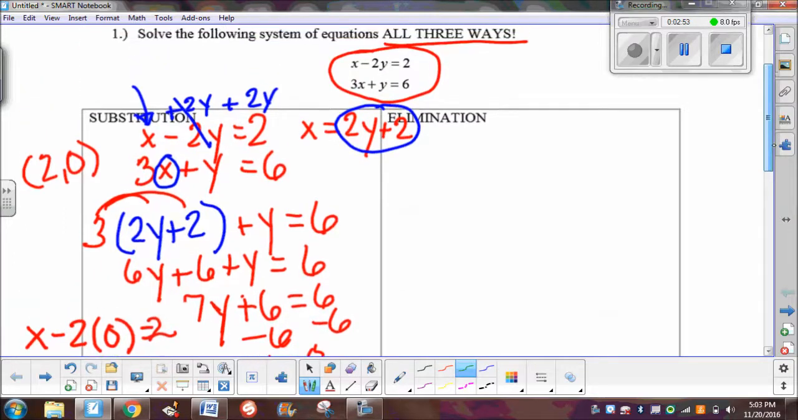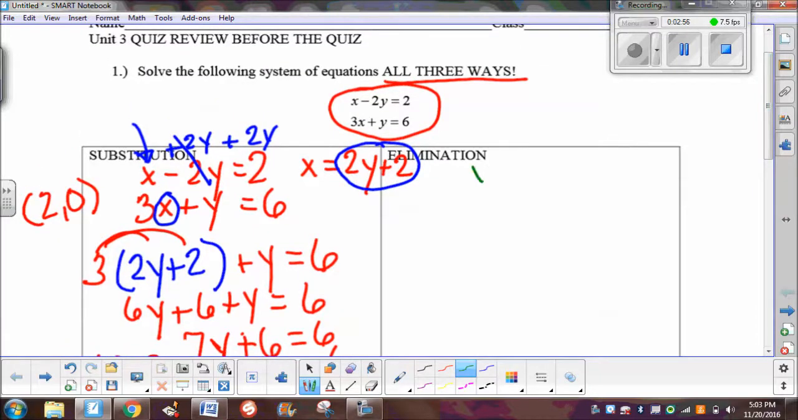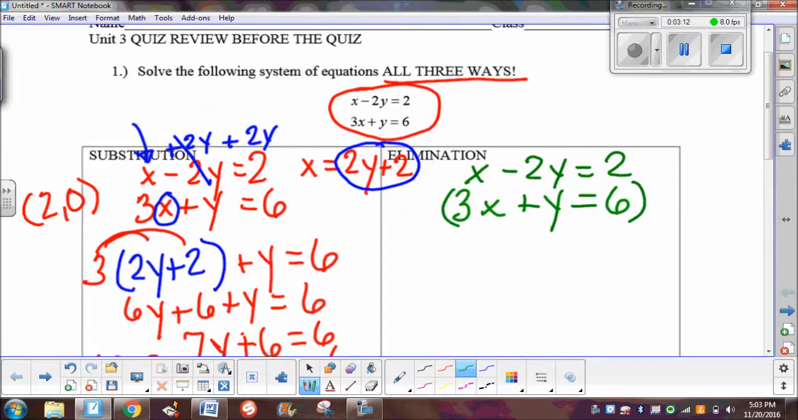Hopefully, my answer should come out to be (2, 0), because I'm solving the same system just by a different method. So with elimination, we've got to get opposites over each other so we can get something to eliminate. I think I might choose to eliminate the y's. So I'm going to multiply this bottom equation by -2. So I'm not doing anything with the first equation, but I'm going to distribute that -2 to everything.